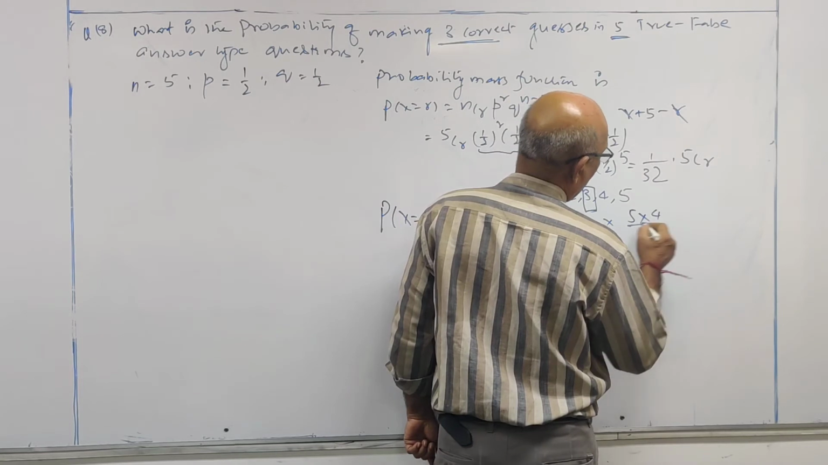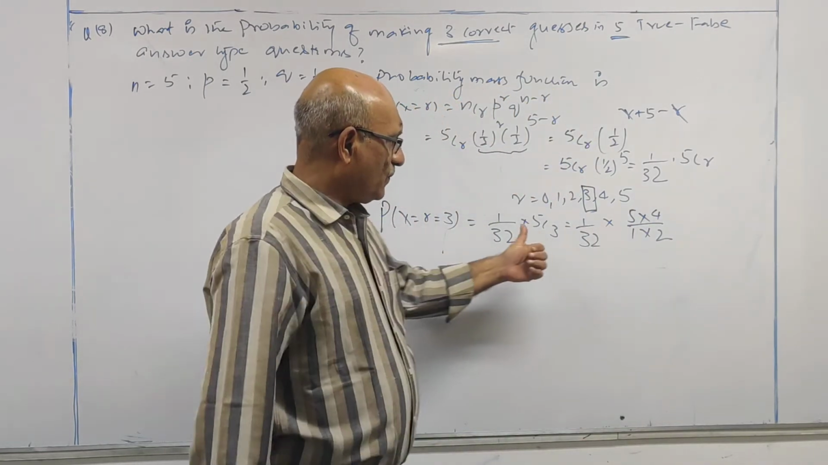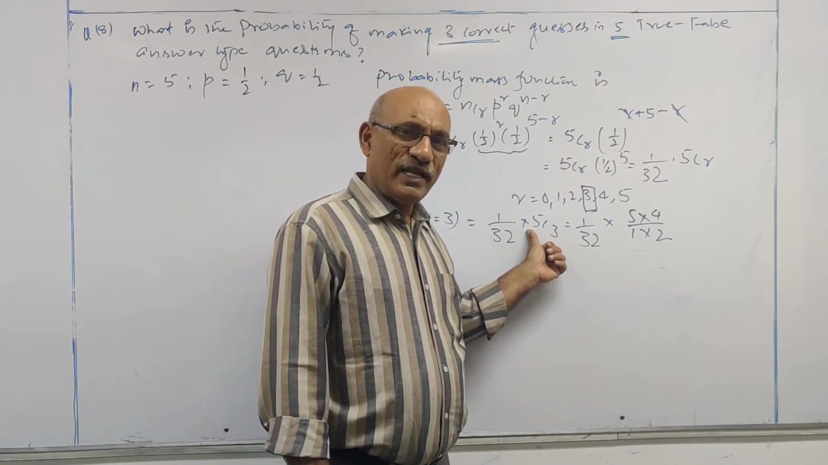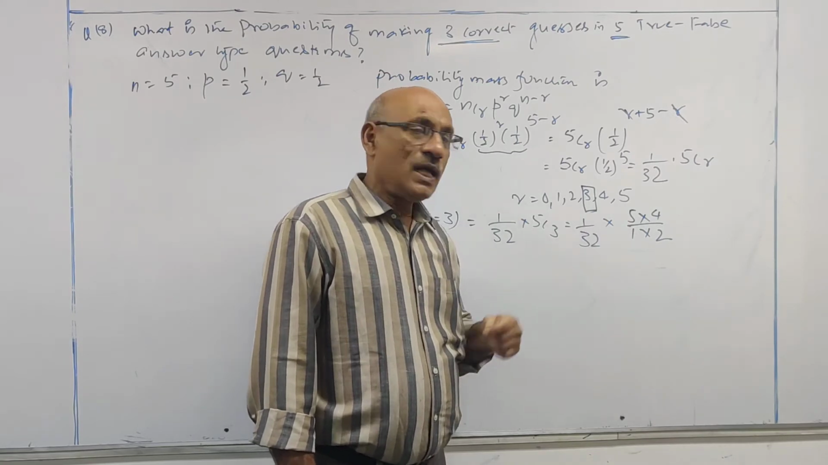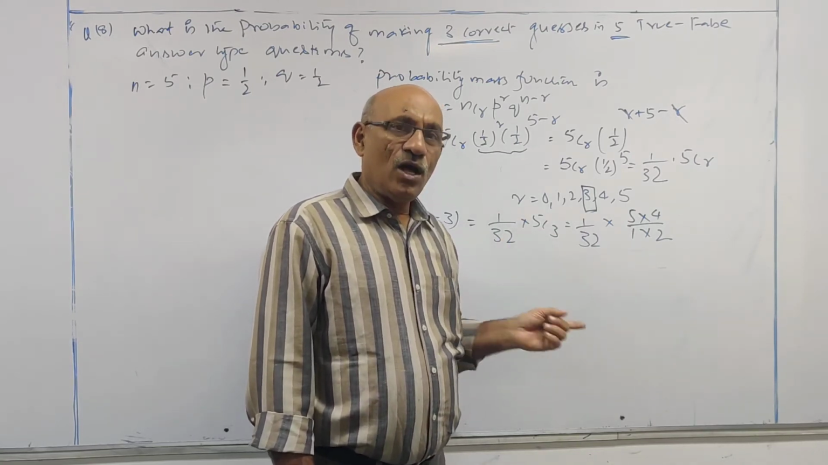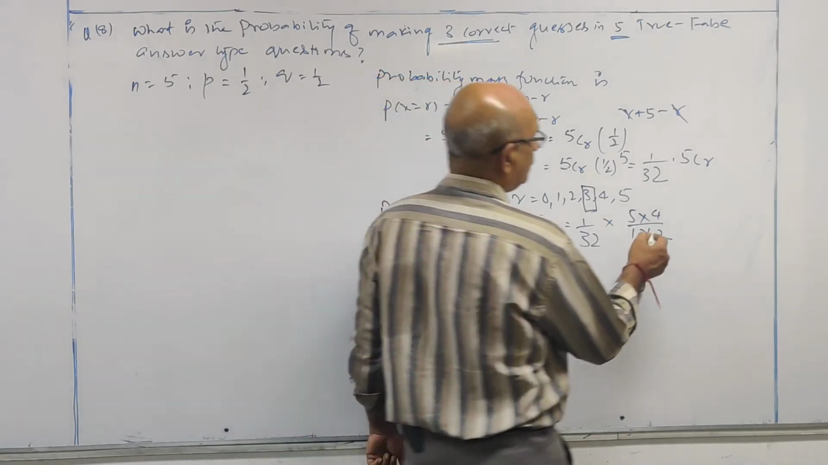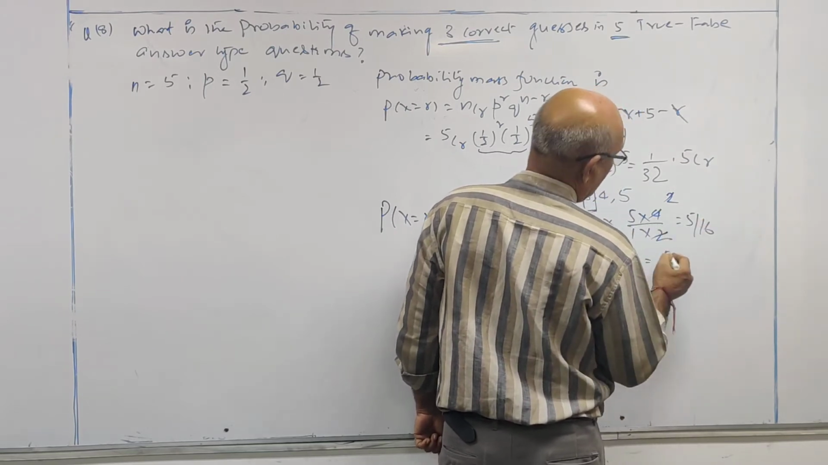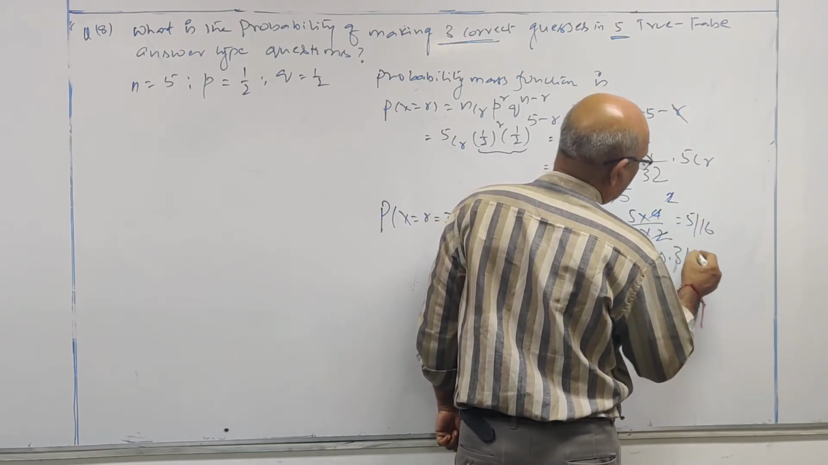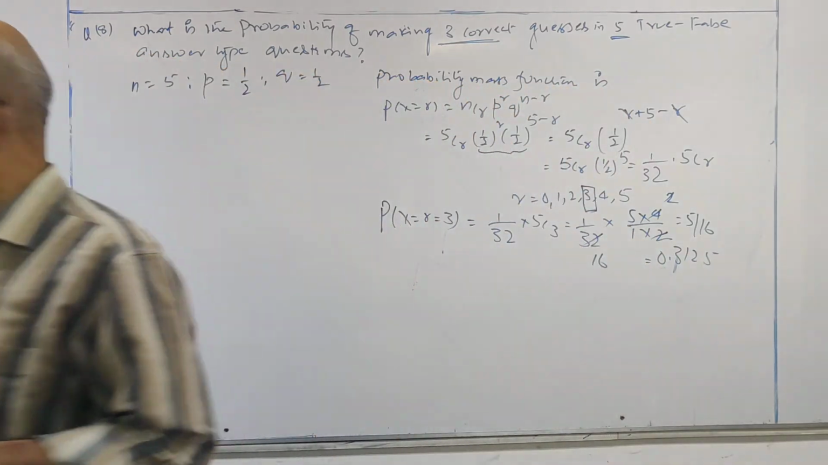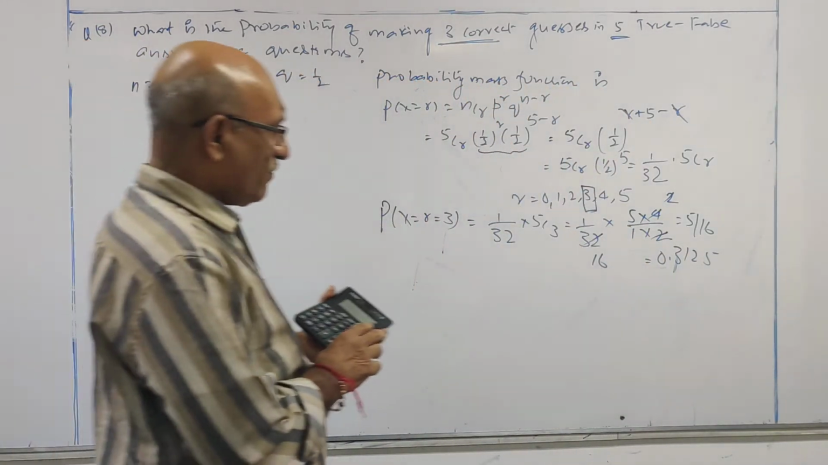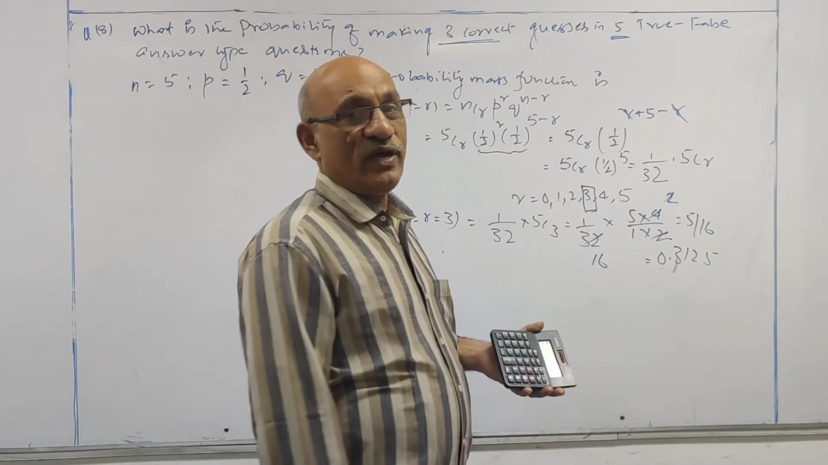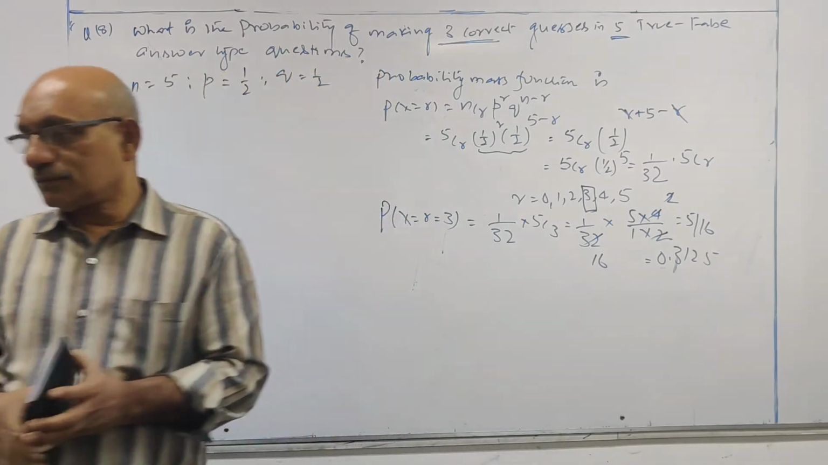So this is 5 into 4 by 1 into 2. How to write this? In the numerator, starting with 5, you write 2 numbers in descending order. So 5 into 4. And in the denominator, starting with 1, you write 2 numbers in ascending order. So 5 by 16, 0.3125. This is already I calculated 5 minutes back. Let me check the values once again. 5 divided by 16, 0.3125. This is the answer to the given question.